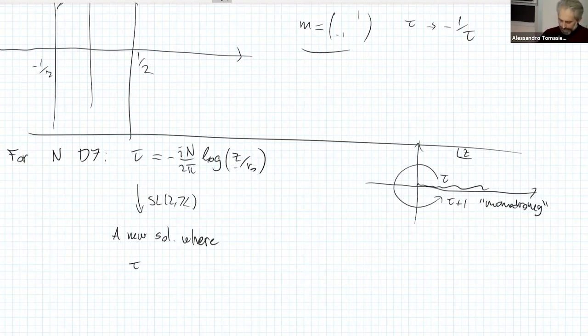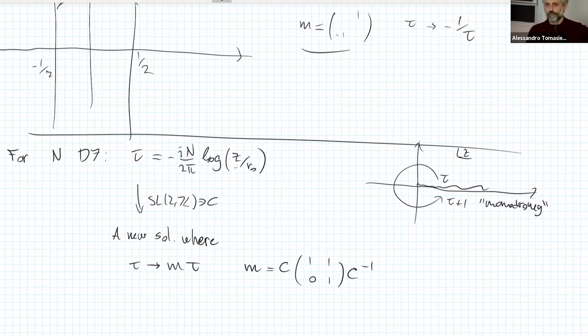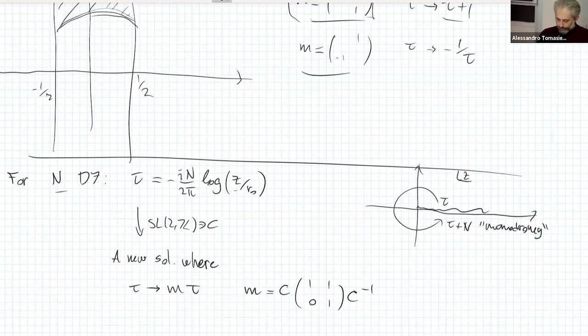And by an SL2Z transformation, say C, you can find a solution with monodromy equal to C times this and C minus one. It turns out that these can always be parameterized in terms of two integers. To be precise, this n-th power is this operation repeated n times, so it would be tau that goes into tau plus n, which is this matrix to the nth power.